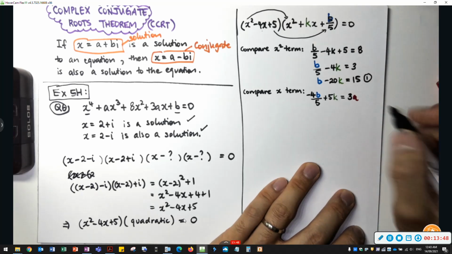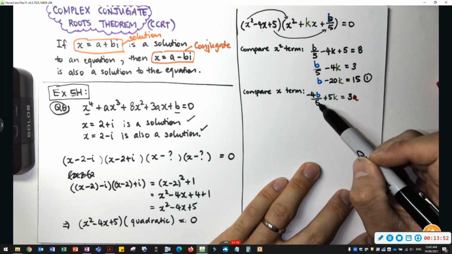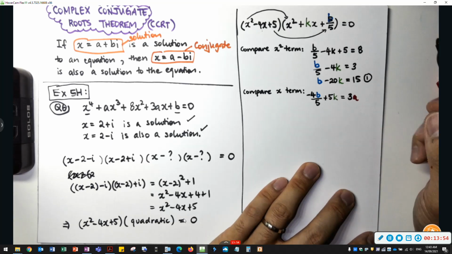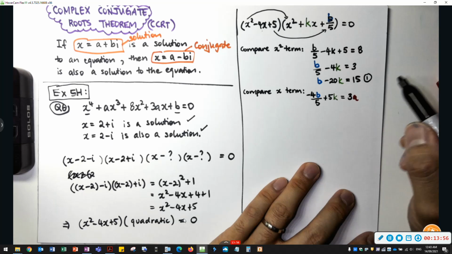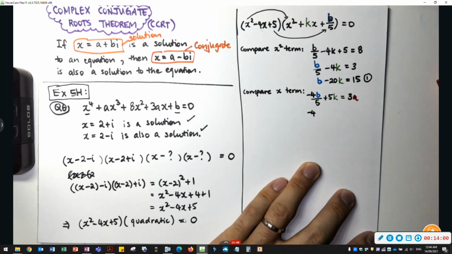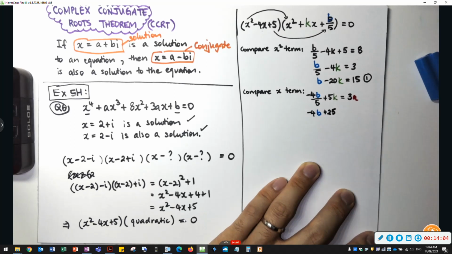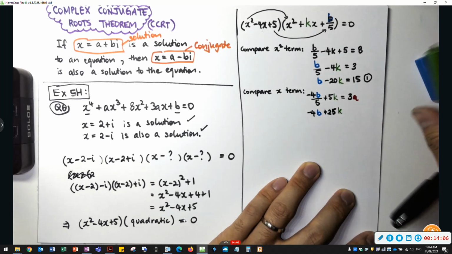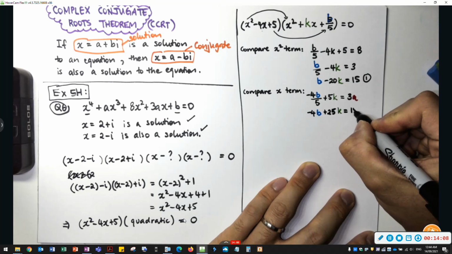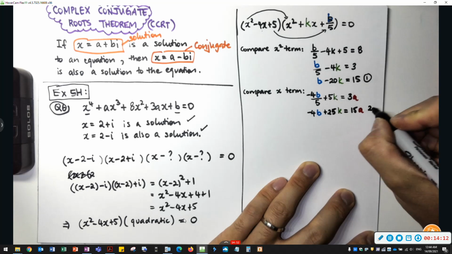So this is probably the worst one out of the two equations. Let's multiply everything by 5. So we'll get negative 4b plus 25k equals 15a. Okay.